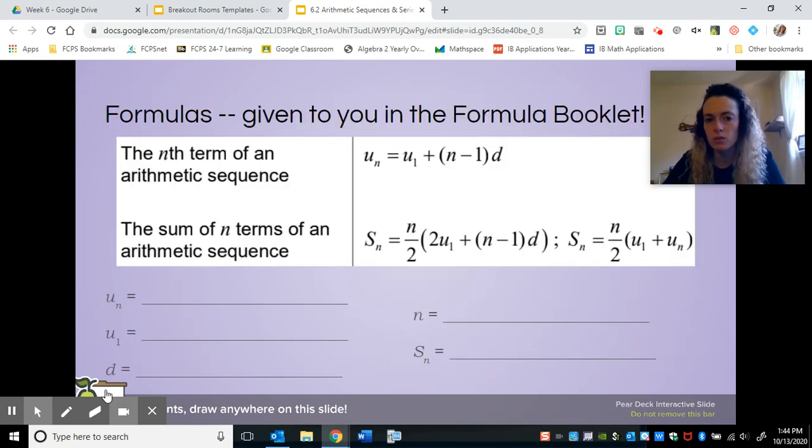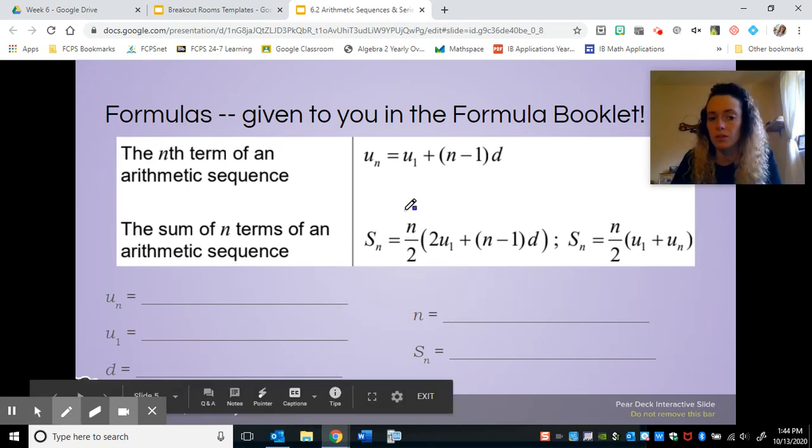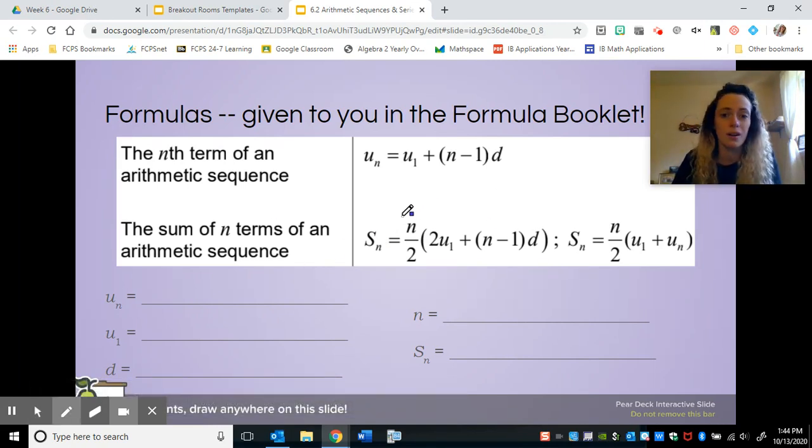The formulas we're going to use, which are given to you in the formula booklet, you do not have to worry about memorizing them. They're screenshotted right out of the formula booklet, so they don't tell you what each of these variables mean. You have to know that part. So that's what we're going to go through right now.